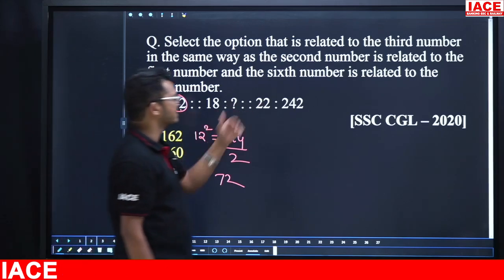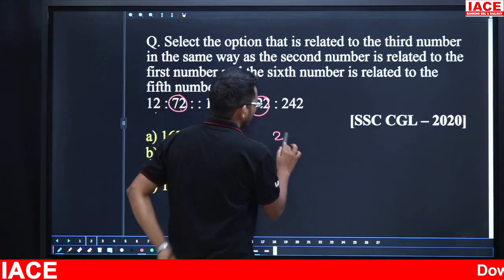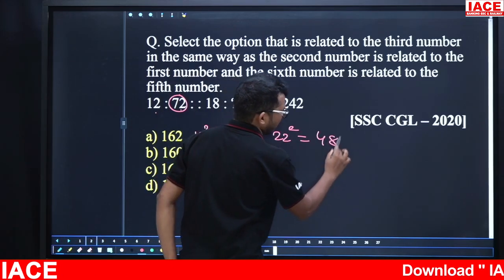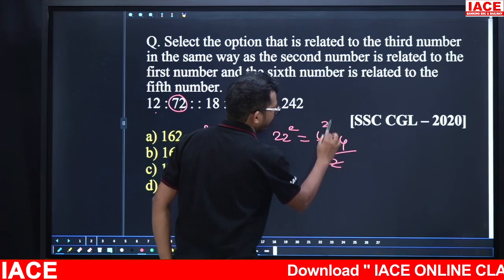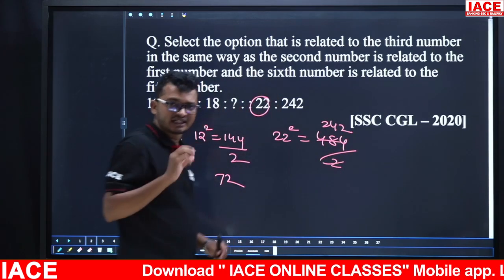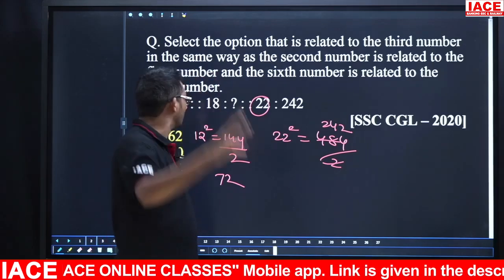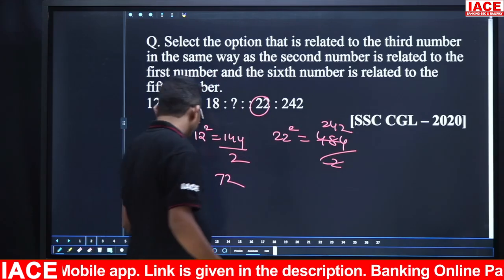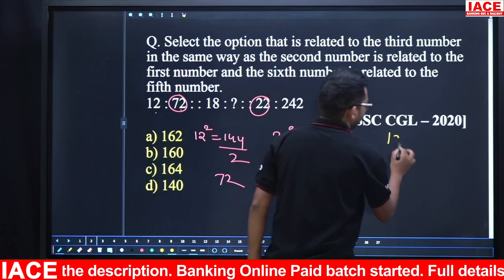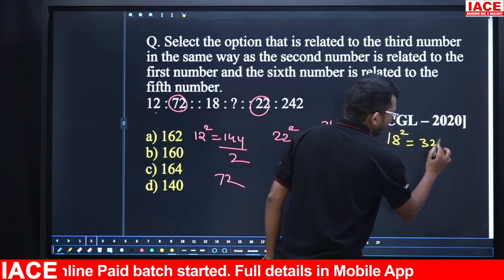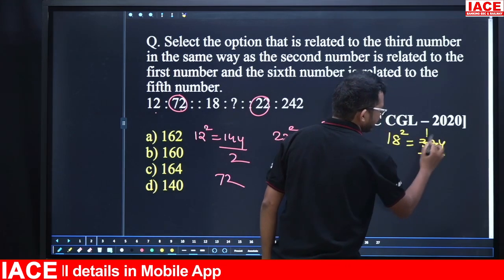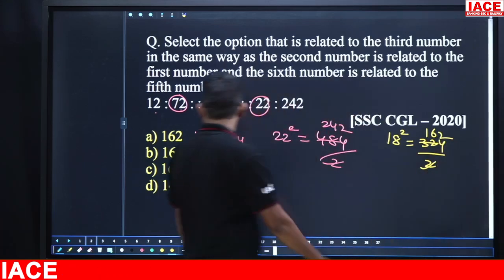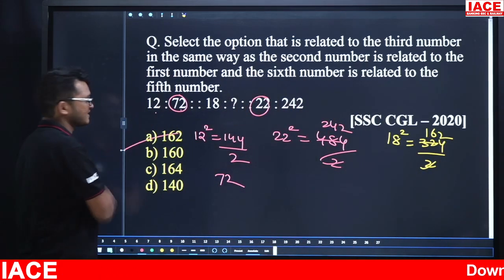In the same manner, take 22 squared. 22 squared is 484. By 2 is 242. Yes. That means your logic is first number squared by 2. In the same manner, here 18 squared. 18 squared is 324, and 324 by 2 is 162. So the answer is 162. Option A is the answer.